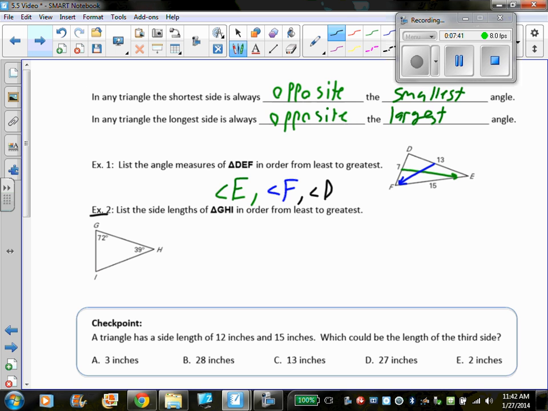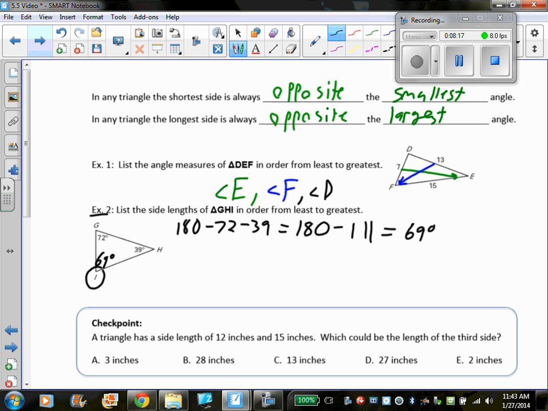For example 2, we look at the angles, and we need to figure out how big this remaining angle is. Not too bad to do. Just do 180 minus 72 minus 39, which is the same thing as 180 minus 111, which is, there we go, 69 degrees, so that's that angle there.